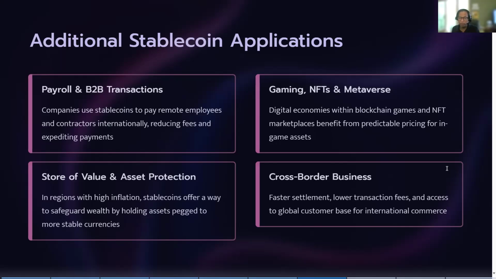And cross-border business, we already discussed it. If you want to send money to China for manufacturing goods, services, or materials, then you are able to use stablecoin for that purpose as well.